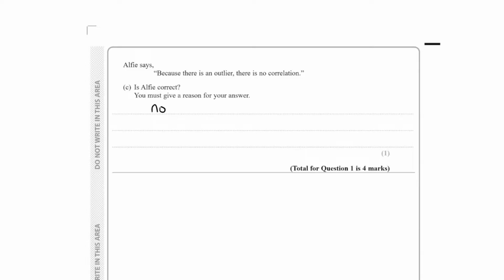They've said no, as this point can be disregarded from the general trend, or no, because you can ignore this point. Or no, the correlation is positive, or there is positive correlation. No, because even with an outlier, you can still see the positive correlation. No, because there is still a correlation. You don't even need to specify what type of correlation. No, as you can use the rest of the data to determine the correlation. No, as an outlier does not affect the majority. They've literally given like 10 options. No, as a line of best fit can still be drawn.